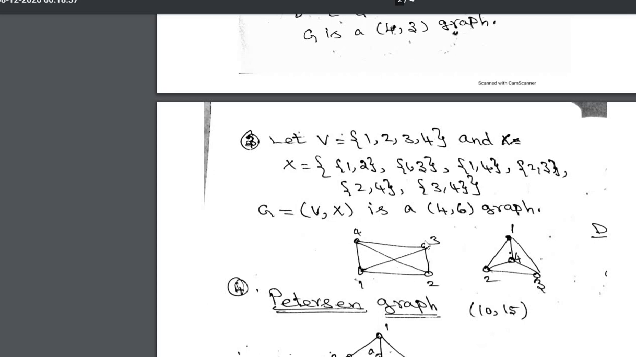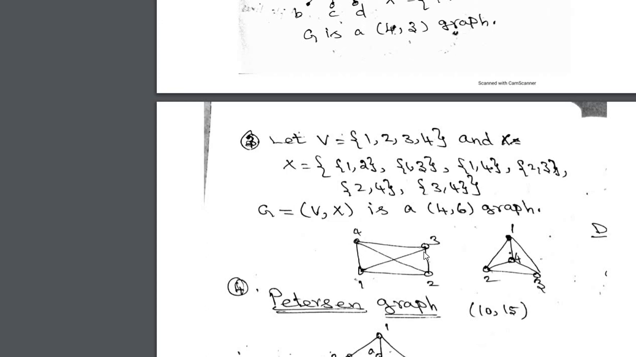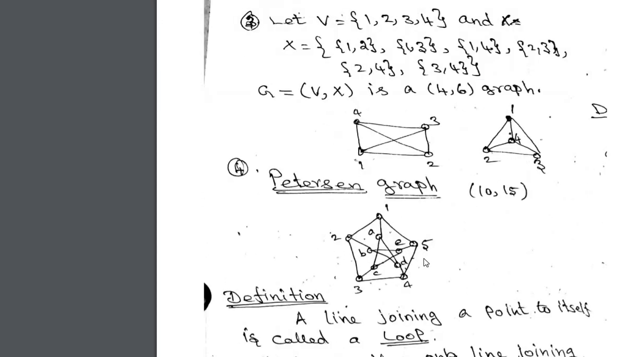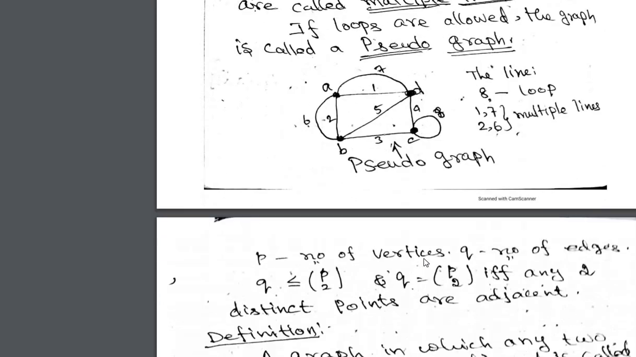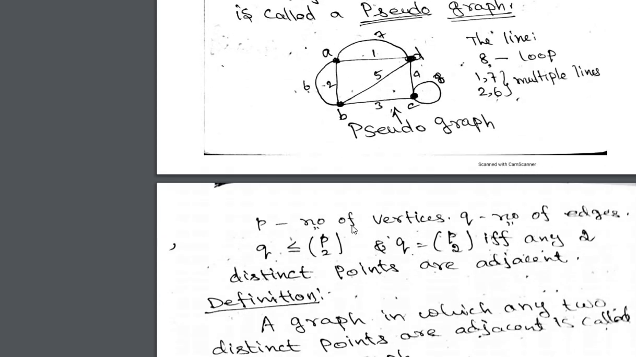So 4C2 value is 6, as we just found out, and the number of edges is also 6. So Q is equal to PC2 here. That means, as you have seen in the note, this holds if and only if any two distinct vertices are adjacent to each other. So this is the example for this. Are you clear on this concept? The number of edges is equal to PC2 if and only if any two distinct points are adjacent.